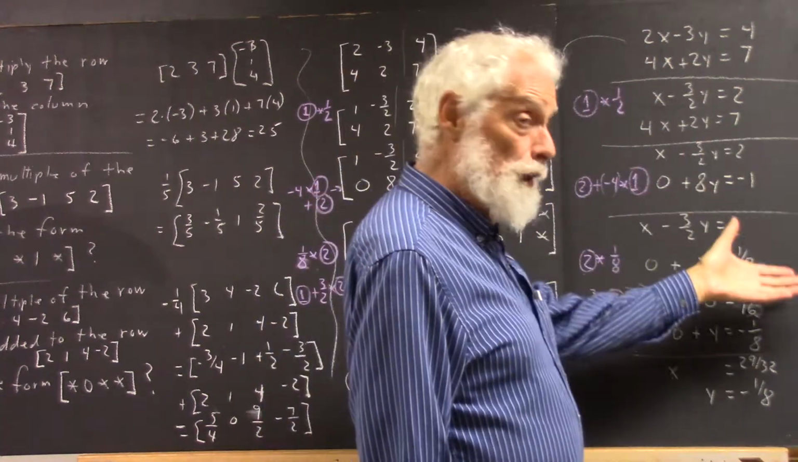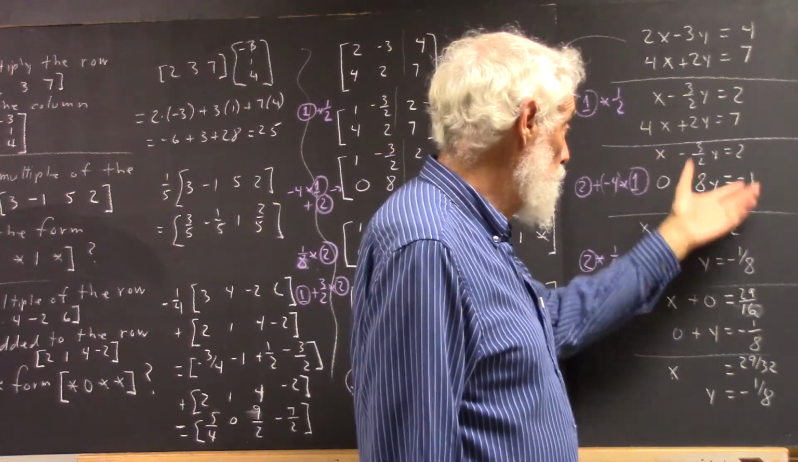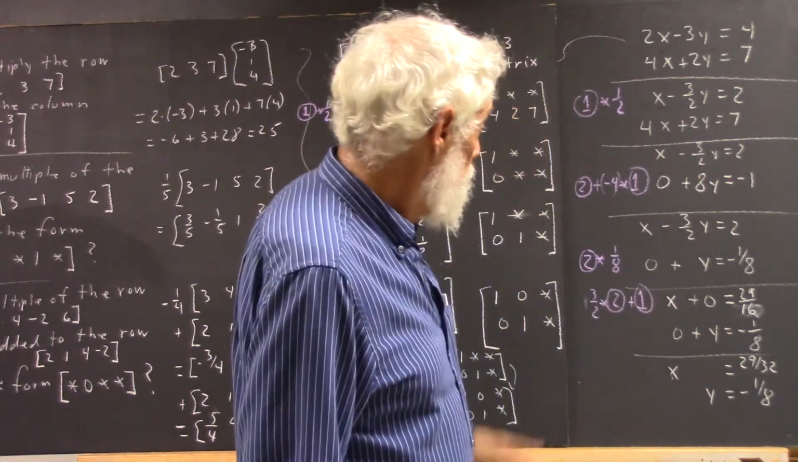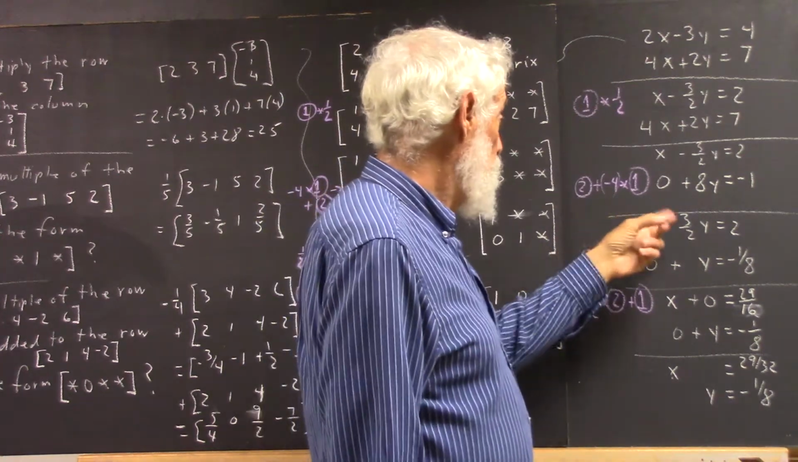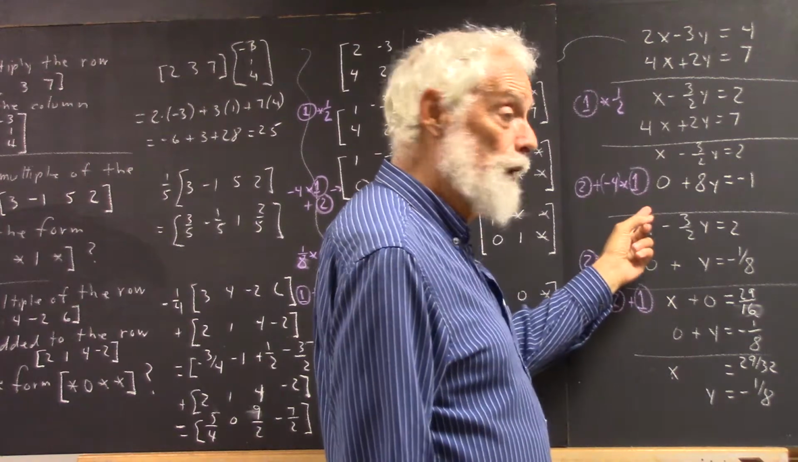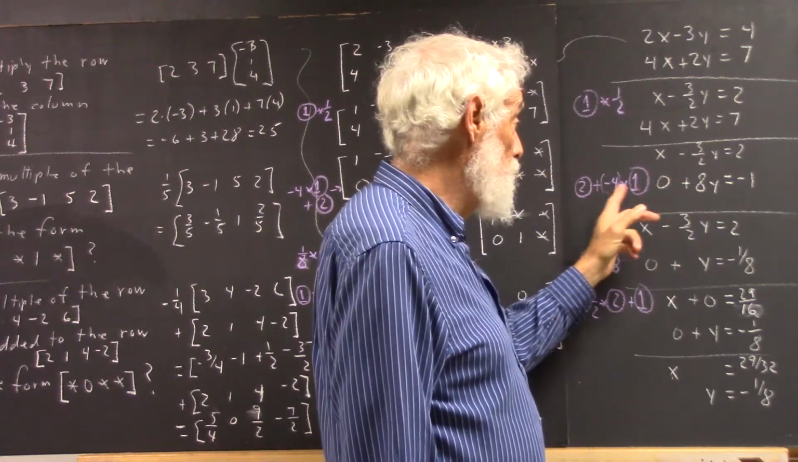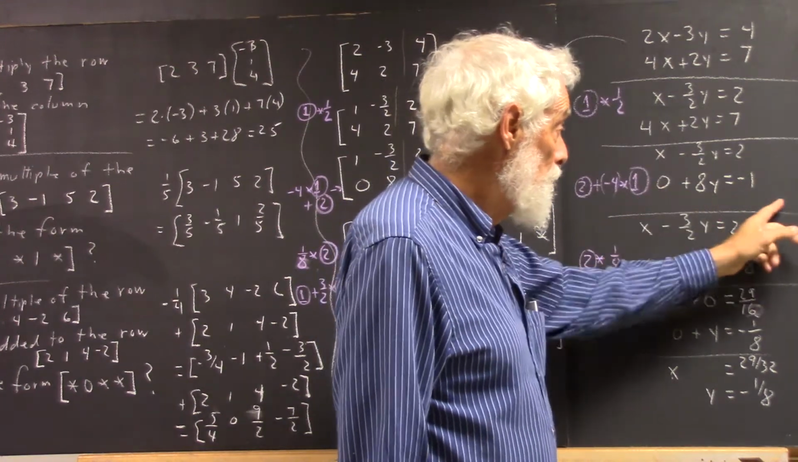Now this is a lot like what we did with just the numbers in the row, except now we have a meaning with x's and y's. Okay, so I denote that as I take the second row and add -4 times the first row, second equation, add -4 times the first equation, and I get this equation.